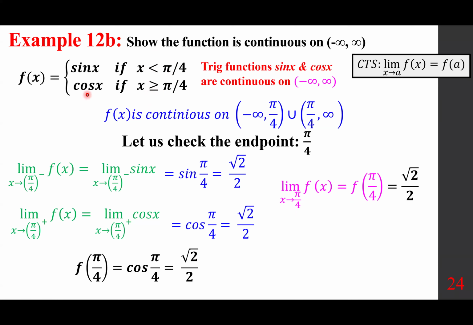Therefore, everything works. The limit of f of x as x approaches pi over 4 equals f of pi over 4 equals square root of 2 over 2, which makes it continuous at pi over 4. And if it is continuous at pi over 4, then this becomes negative to positive infinity. The function is therefore continuous on the entire interval of negative to positive infinity.